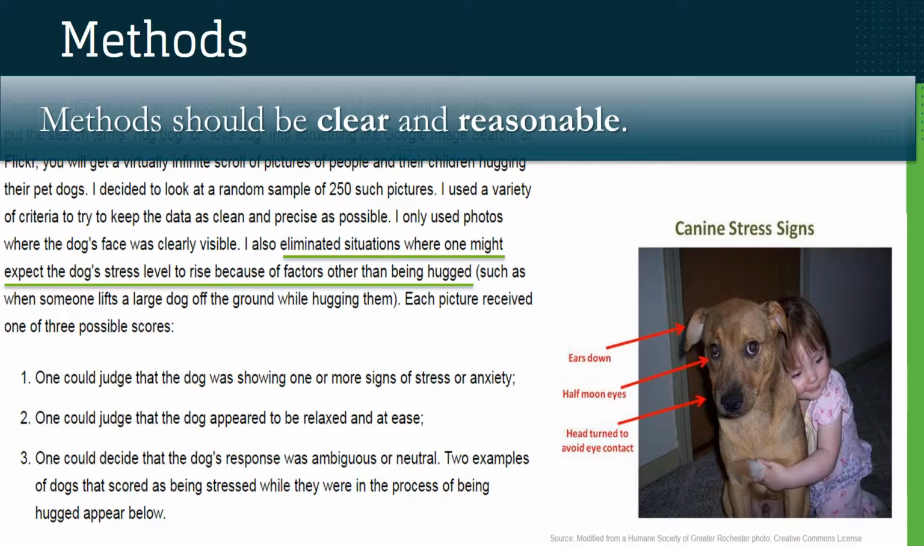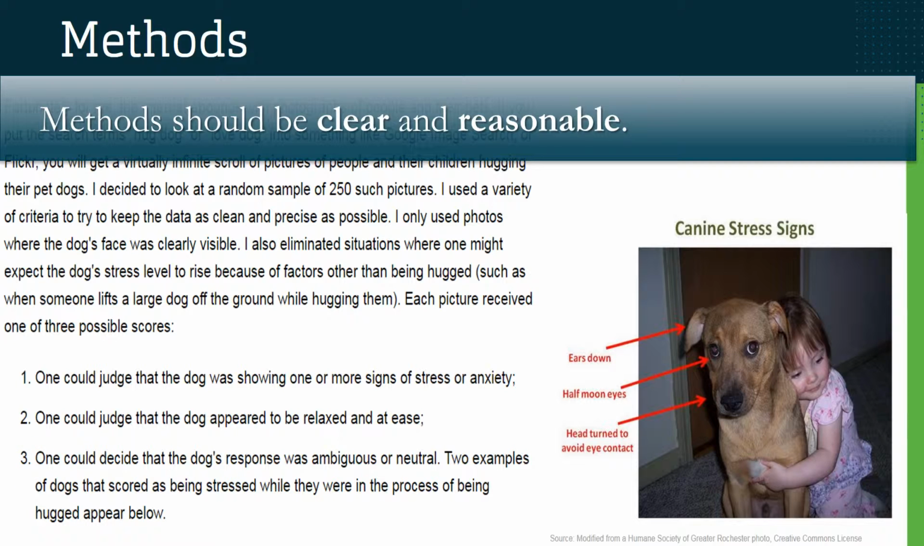Once he'd established where he was looking for his answers and what he was looking for, see the photo to the right, he established how he would evaluate the results. He created 3 categories and divided his photos into those in which the dog was showing signs of stress, the dog appeared to be relaxed, or the dog's expression was ambiguous or neutral.